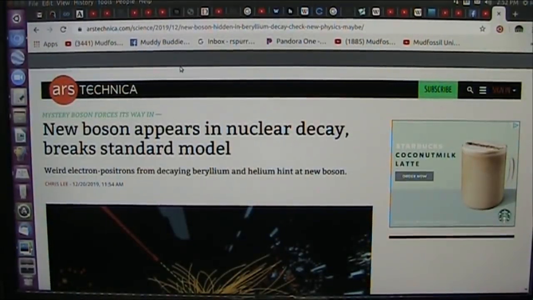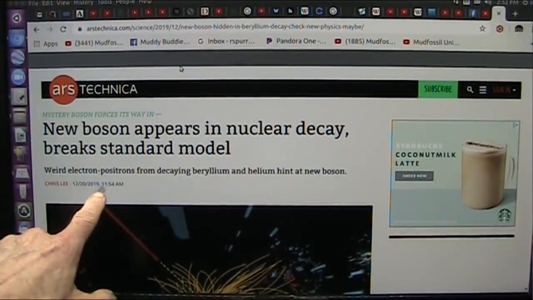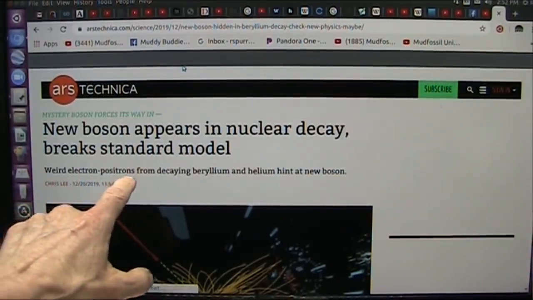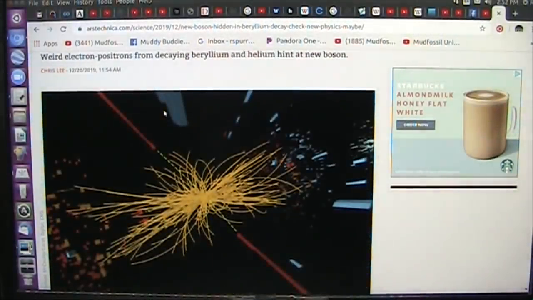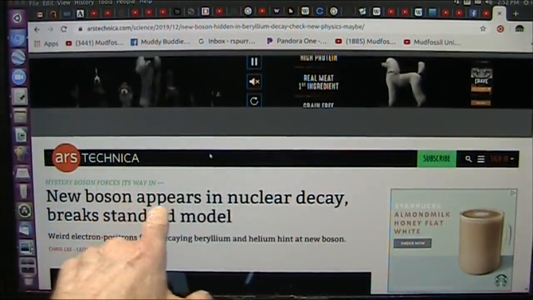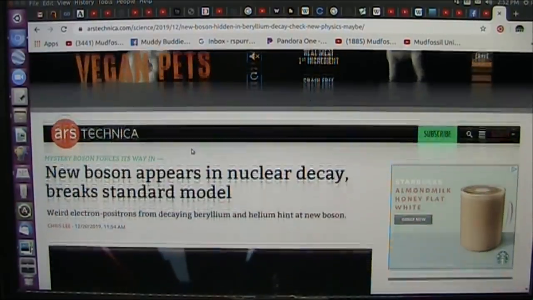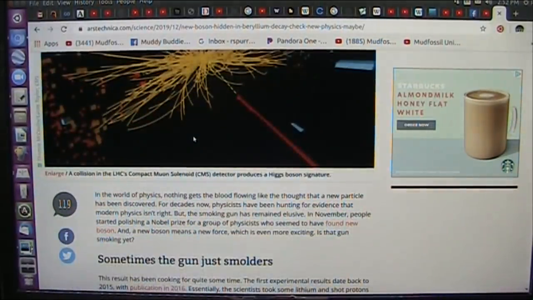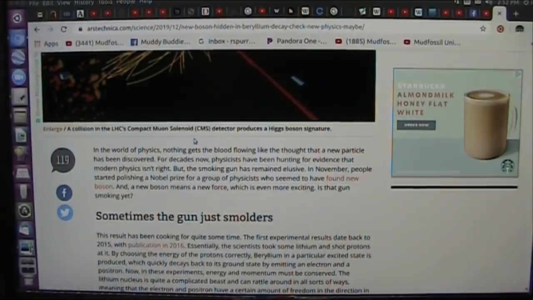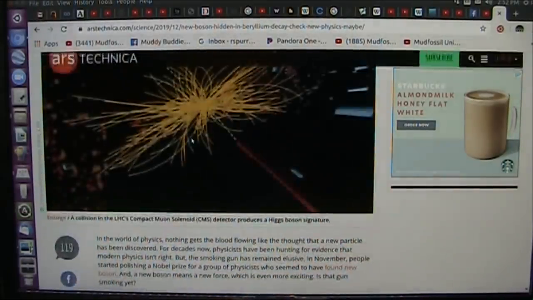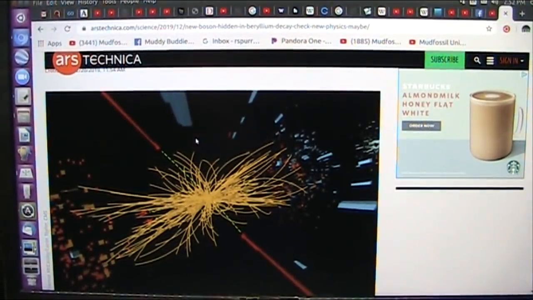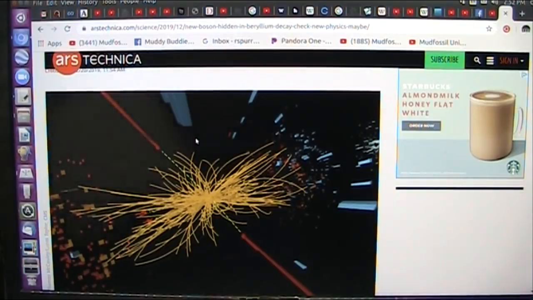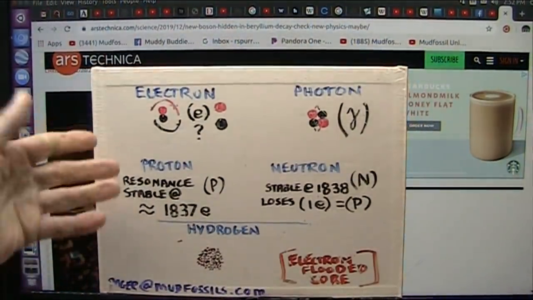Okay, here's some more evidence, and again, this is just within the last couple of months. Weird electron positrons from decaying beryllium and helium hint at new boson. And they say new boson appears in nuclear decay, breaks standard model. This is not something that is unknown now. So now they have to come up with a new theory of how the nucleus works. And electron flood theory is that new theory. I showed it before. That's all there is.